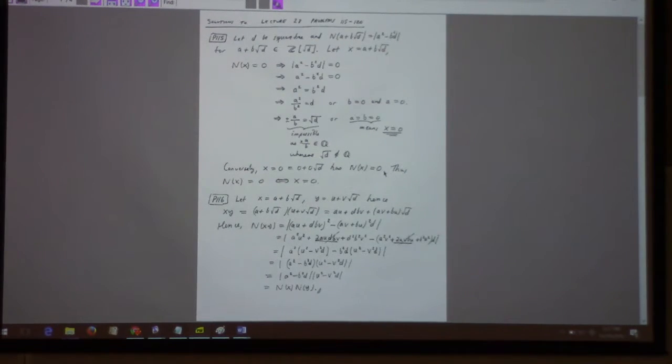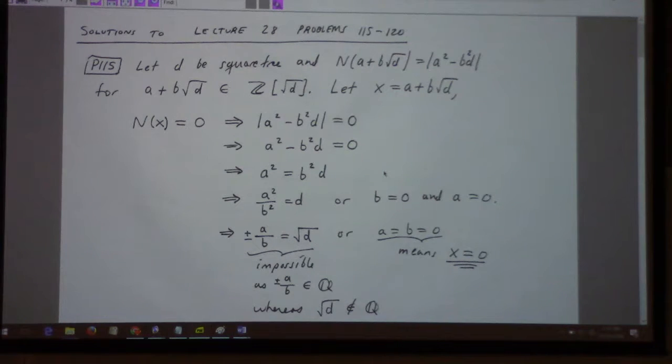Let's see here. I forgot what the problem was. I should have said more. Let D be square free. The norm is defined to be that. Oh, I was supposed to prove the properties of the norm. Prove that the norm is 0 if and only if you got 0. If the norm is 0, it means that a squared is equal to b squared d, which means that a squared over b squared is equal to d, which means that plus or minus a over b is equal to the square root of d. But that's impossible because d was square free, and you can't have a rational number equal to an irrational number.